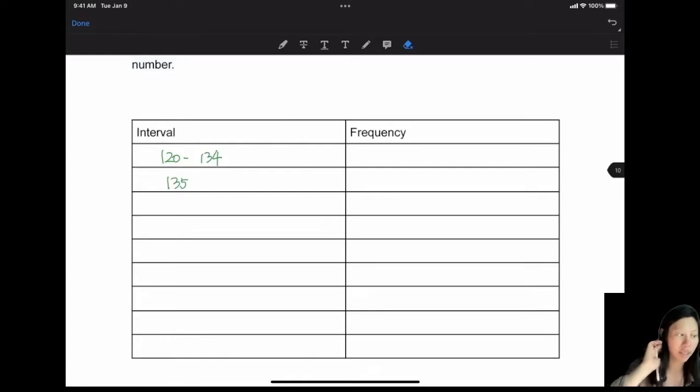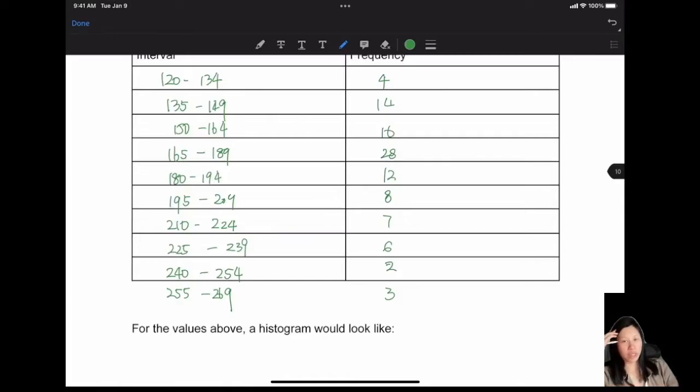Technically it should be from 120 to 134, because you're including the last data value, 134. So there are 15 data values in each interval. Now we have 135 to 149. Just keep going on. Okay, so here's the data entry.